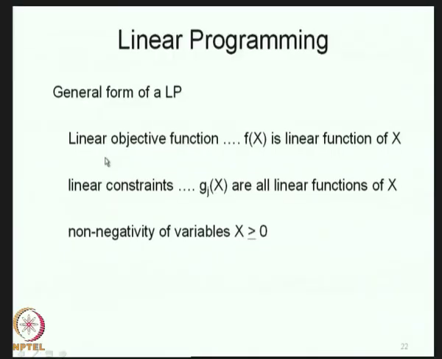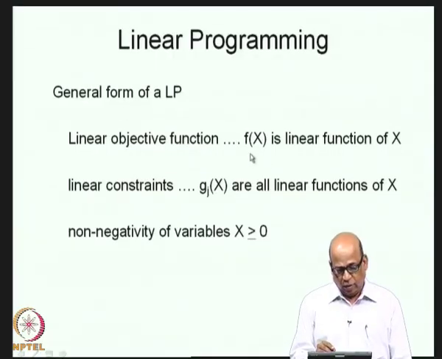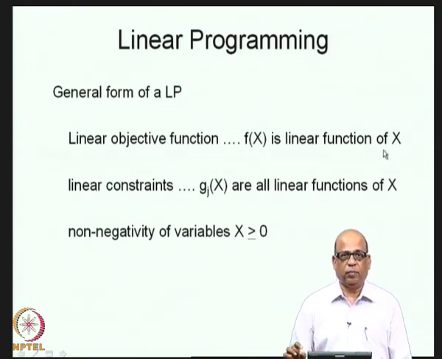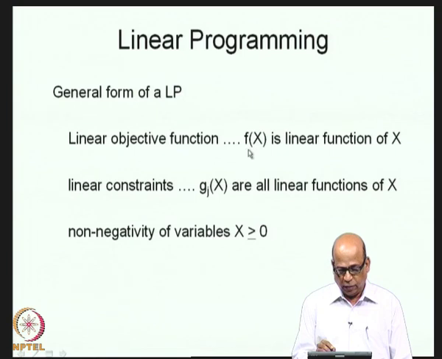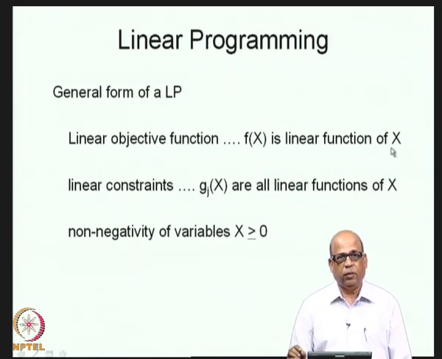Okay, now, what we will do is, we will start with a very simple linear programming problem and look at the basis for the solution of all the linear programming problems. As I mentioned, in linear programming, you have f(x) as a linear function of x. X is a vector of decision variables x1, x2, etc., xn. You have n number of decision variables. So, the objective function is a linear function of the decision variables.